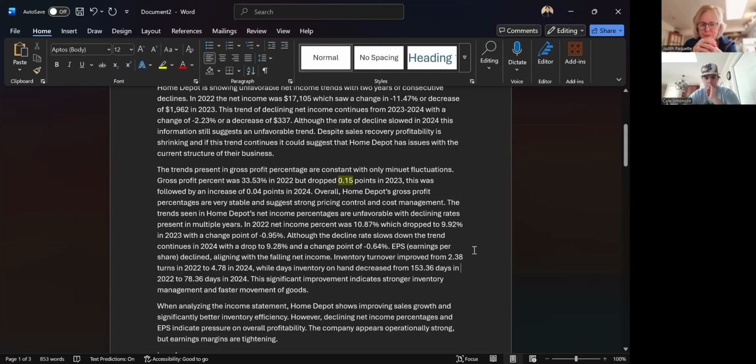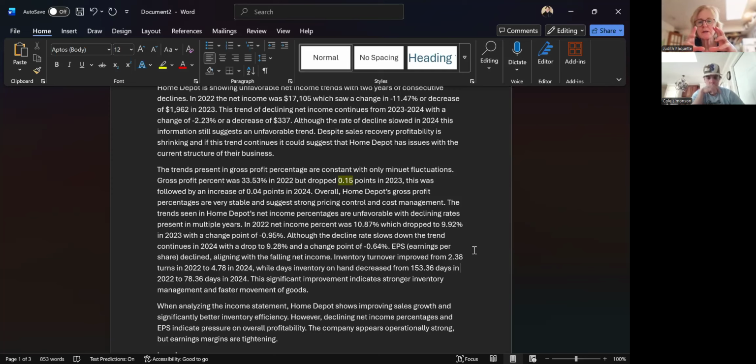And you're saying increase and decrease. I want to know if it's good news or bad news. You said above that it's stable. So the trends in gross profit had minute fluctuations, but are trending down a little bit, with some unfavorable. Gross profit was 33.53, but dropped unfavorably 0.15 points.